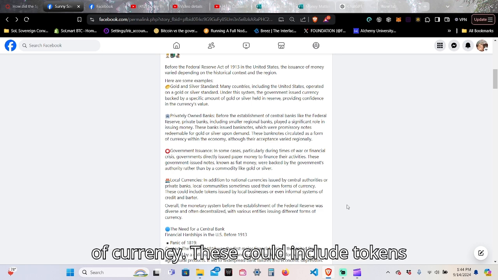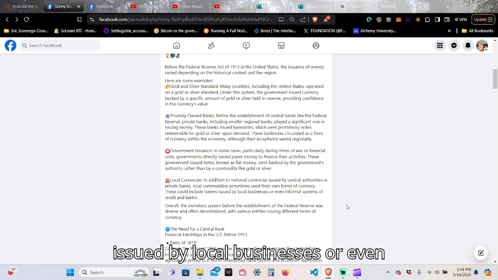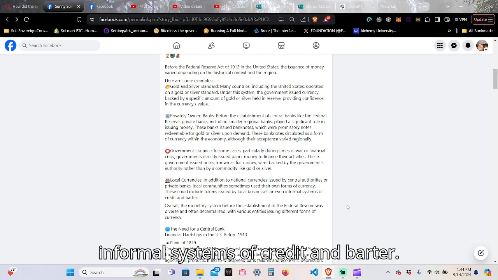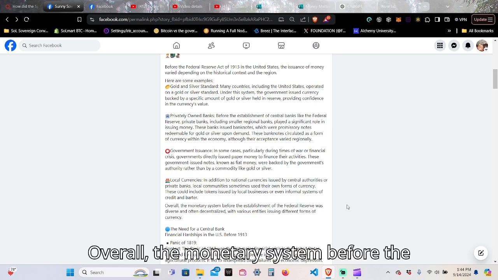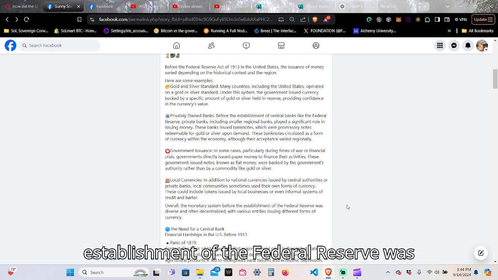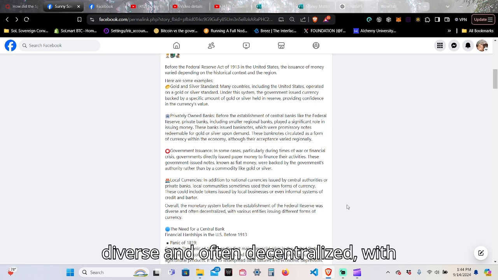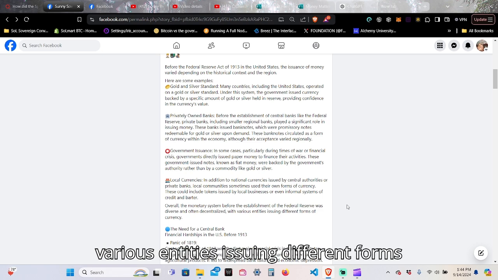Local currencies. In addition to national currencies issued by central authorities or private banks, local communities sometimes use their own form of currency. These could include tokens issued by local businesses or even informal systems of credit and barter. Overall, the monetary system before the establishment of the Federal Reserve was diverse and often decentralized, with various entities issuing different forms of currency.